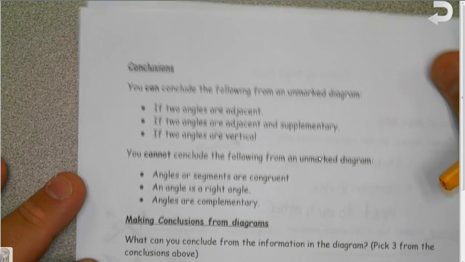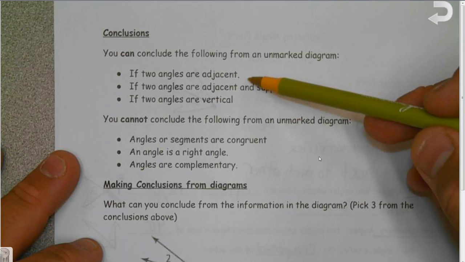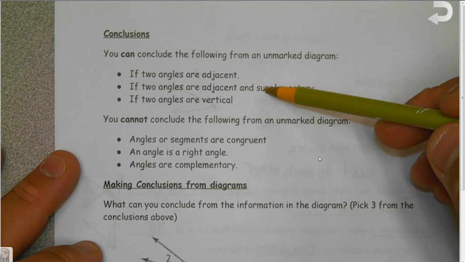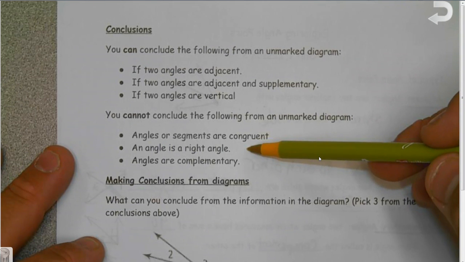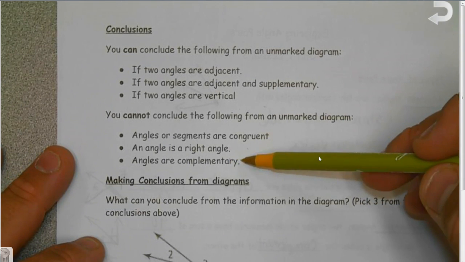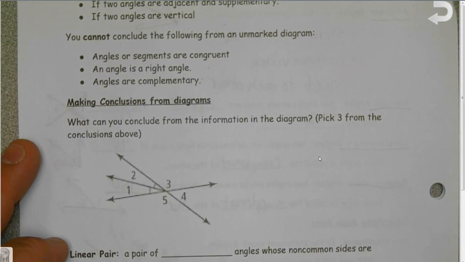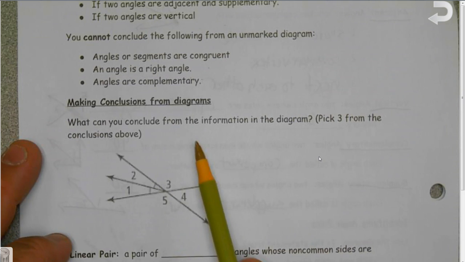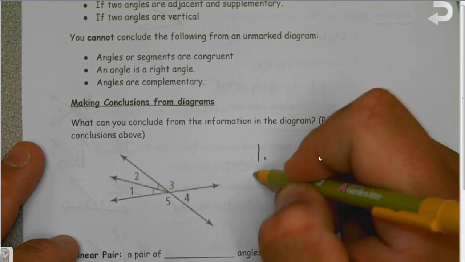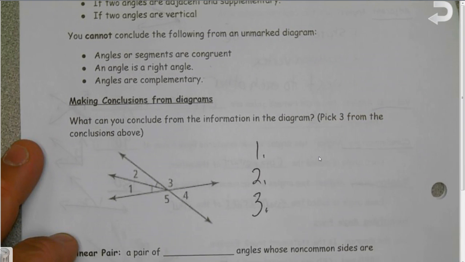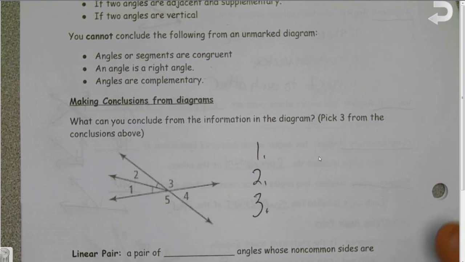A couple of things that you can conclude from an unmarked diagram: if two angles are adjacent, if two angles are adjacent and supplementary, and if two angles are vertical. You cannot conclude congruency, right angles, or complementary. So your check for when you bring the notes in tomorrow is, I want to see you pick 3 things that are true about this diagram. And I want you to put them right here in this area. And this will be our starting point for discussion tomorrow in class.